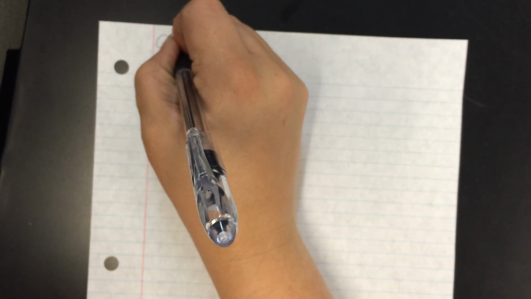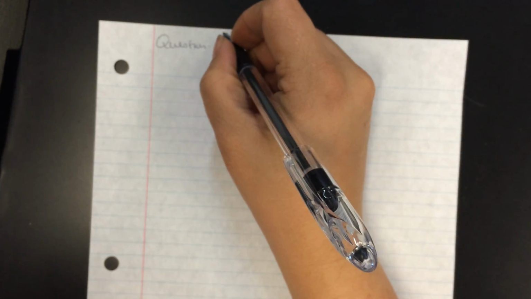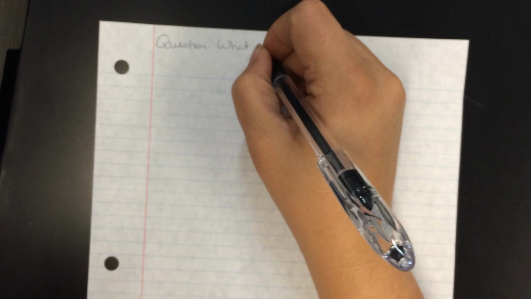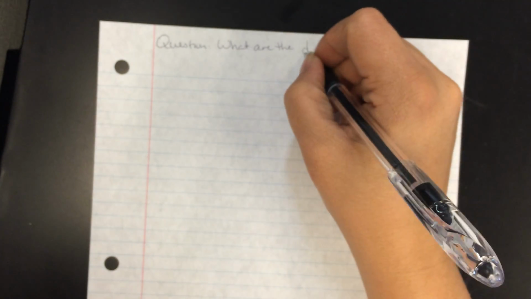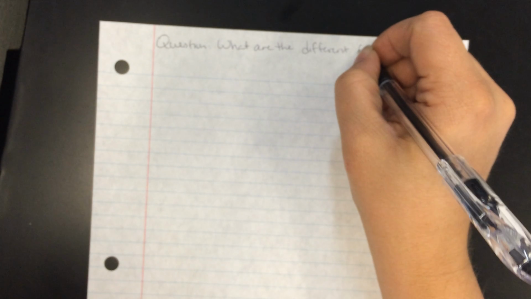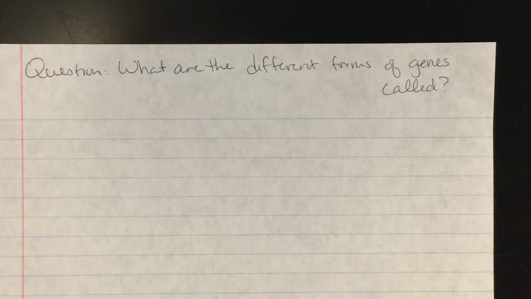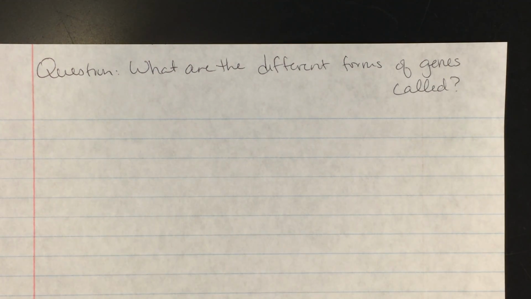So the question we're going to try to answer when we're doing our notes is, so put it at the top. Question: what are the different forms of genes called? So we're talking a lot about genes and we're talking about the different traits and everything there, but what do we actually call those different forms of the genes or those different versions of a trait? So we're going to try to answer that in today's notes and we'll come back to this question.